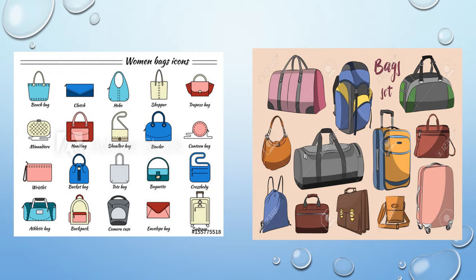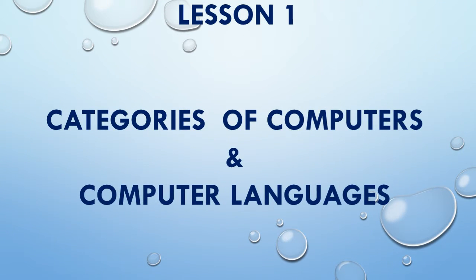We now start off with our lesson. This slide displays a lot of bags. Whenever we go to shop, we carry a jute bag. When we go to school, we carry a school bag. The lunch bag that you carry is different. Depending upon our purpose, we keep changing the bags, isn't it, children? The same way, depending on the type of work you do, the computer category also changes. Yes, children, our first lesson is on categories of computers and categories of languages.